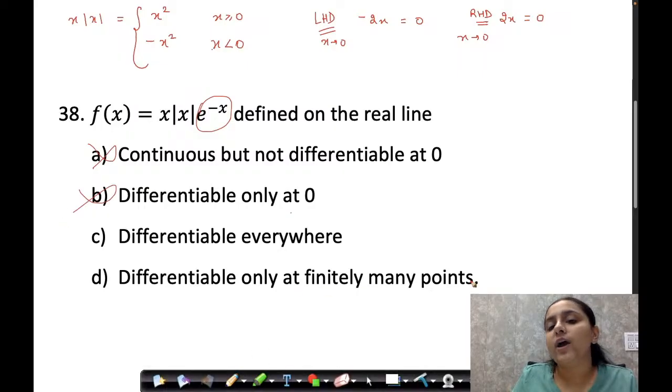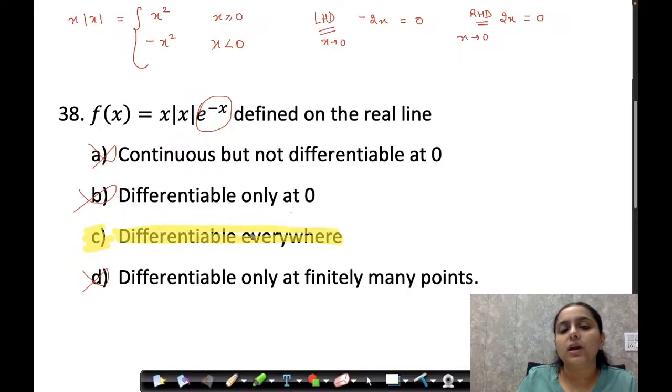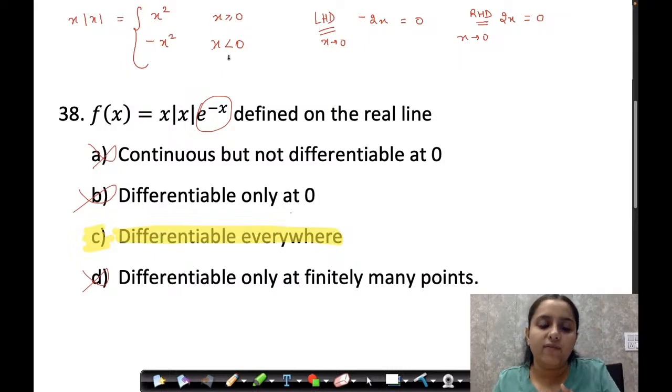But only at finitely many points. So B and D both are wrong. So the only correct option is C. That is differentiable everywhere. So what happened to my function? It is differentiable, because I was doubtful only at 0. Before and after, I know it is differentiable. So it is differentiable everywhere. Okay? That's how you will have to solve questions of differentiability. This is how you have to solve them.